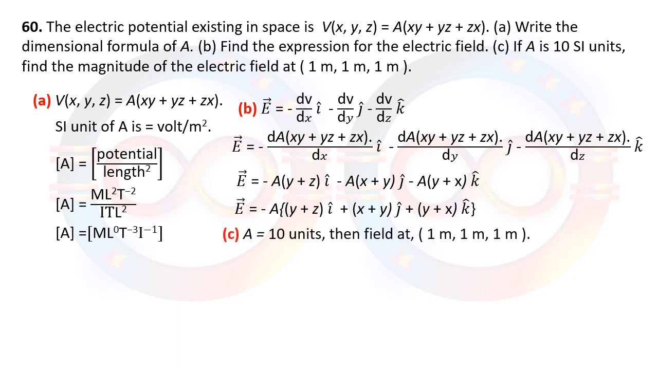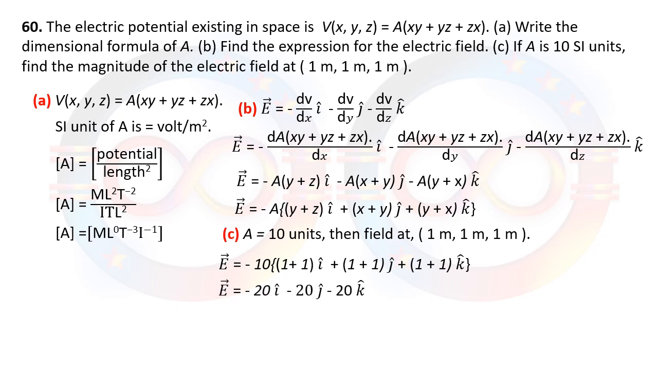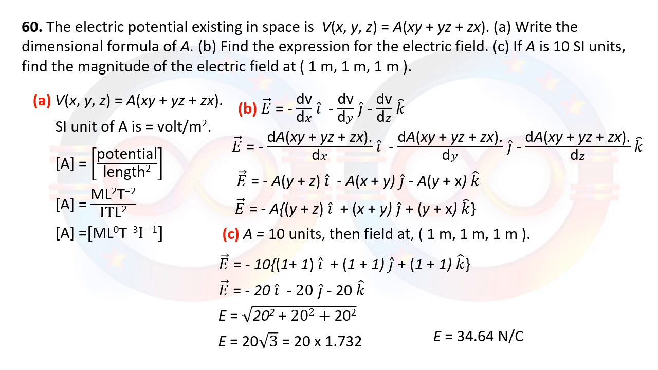C part is saying that if A is equal to 10 units, find the magnitude of the electric field at (1, 1, 1). Means x is equal to 1, y is equal to 1, z is equal to 1. Put the values in the previous equation. It is minus 10 (2i plus 2j plus 2k), or minus 20i minus 20j minus 20k. Magnitude of E, if we want to calculate, is the square root of the coefficient of i squared plus coefficient of j squared plus coefficient of k squared. It is 20 root 3, which is 20 into 1.732, and it is 34.64 newton per coulomb. That is the total electric field.